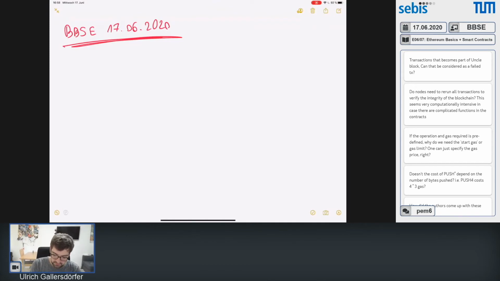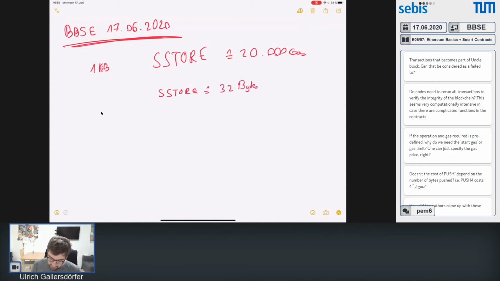So we have 1 kilobyte, or KB, and we have the SSTORE operation. And we know that it is equivalent to 20,000 gas. So one SSTORE operation, I think, stores 32 bytes. So that's also one SSTORE equivalent to 32 bytes. And if we want to store 1 kilobyte, you basically have to think about 1024 bytes through 32 bytes. And who would have guessed, this is 32 times? So we need 32 SSTORE operations.